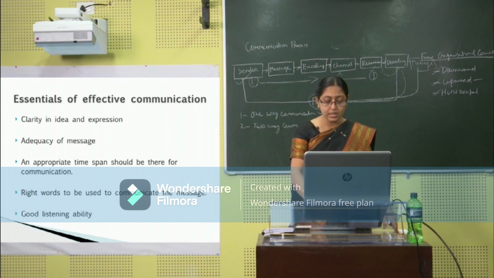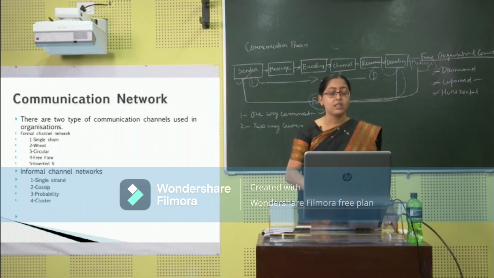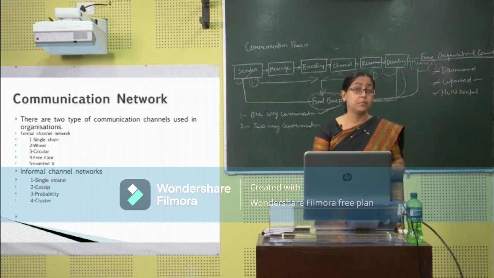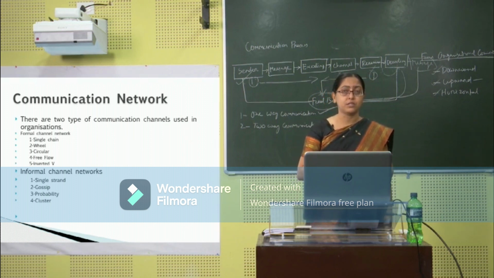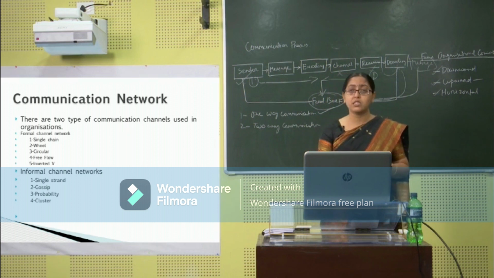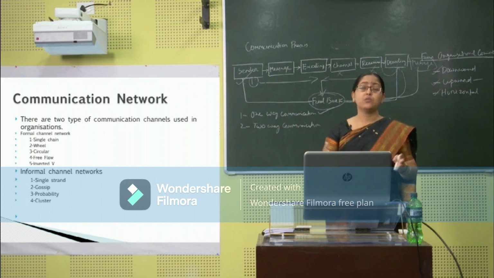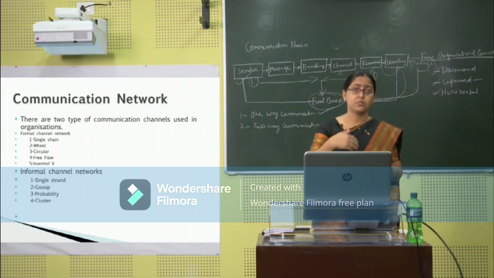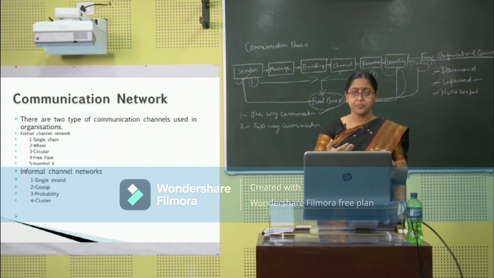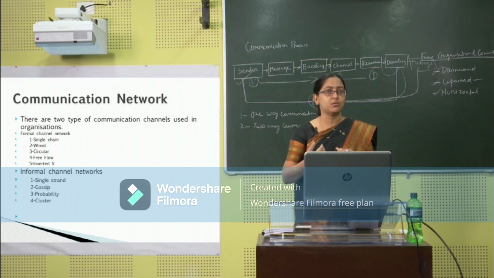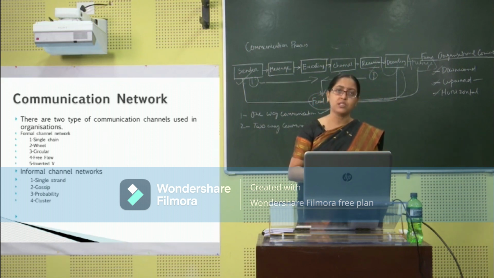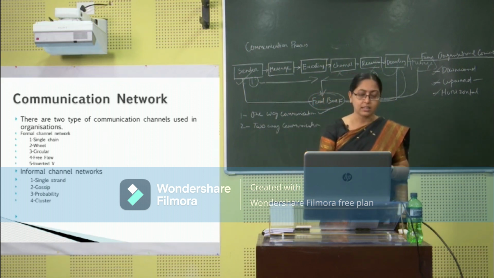Then good listening ability, as we have discussed here, is highly essential for different organizational purposes. Unless someone develops this good listening ability, he will not be able to get the message, to understand the message that is being told to him. Listening ability is highly essential.